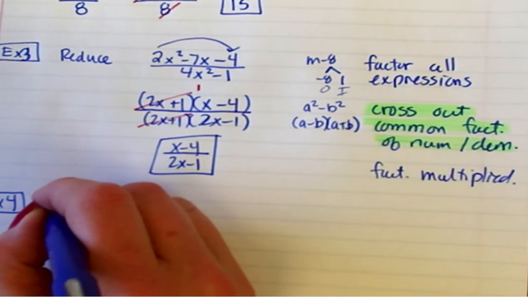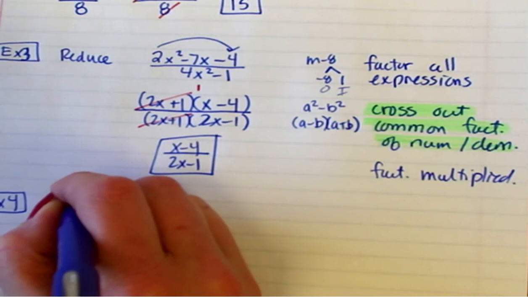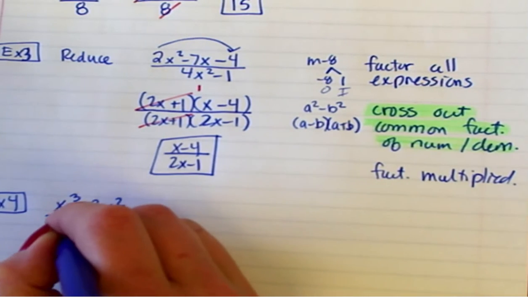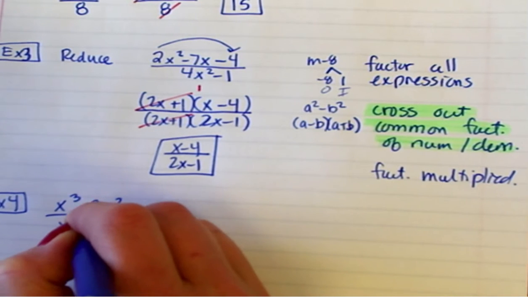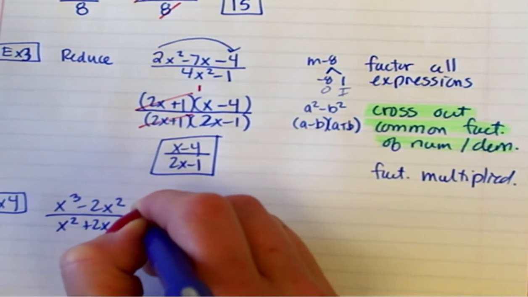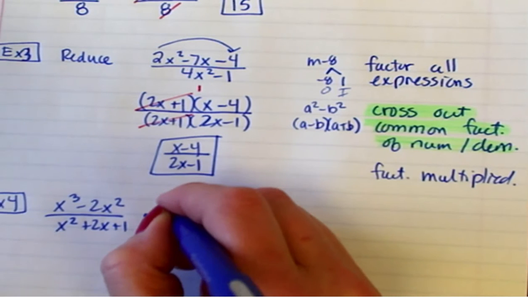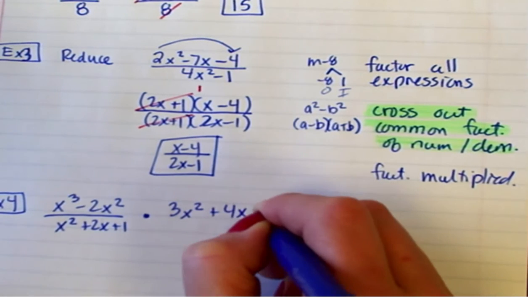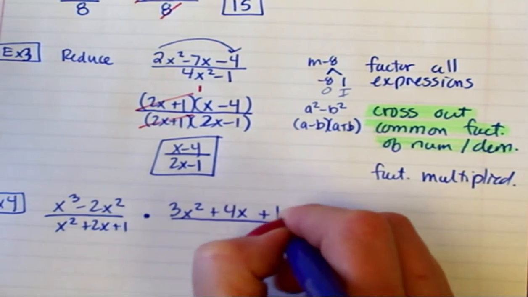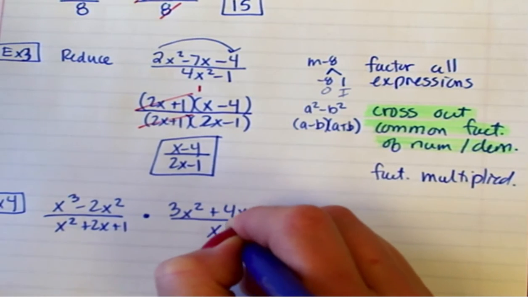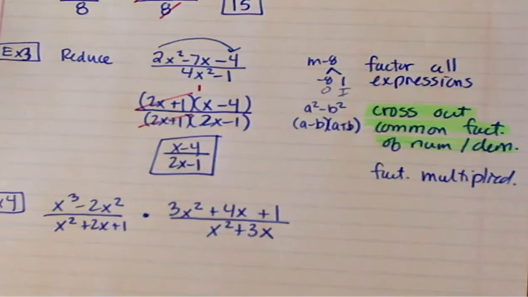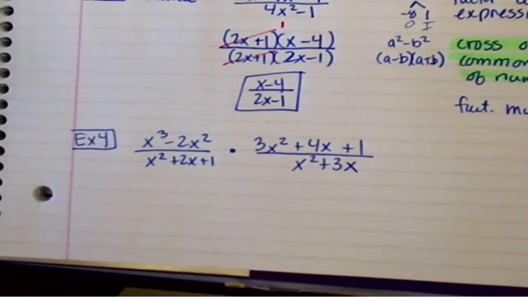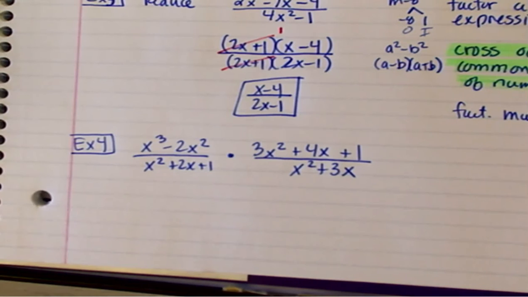Here we go. X cubed minus 2x squared, x squared plus 2x plus 1 times 3x squared plus 4x plus 1, x squared plus 3x. Okay, so there's your multiply problem.